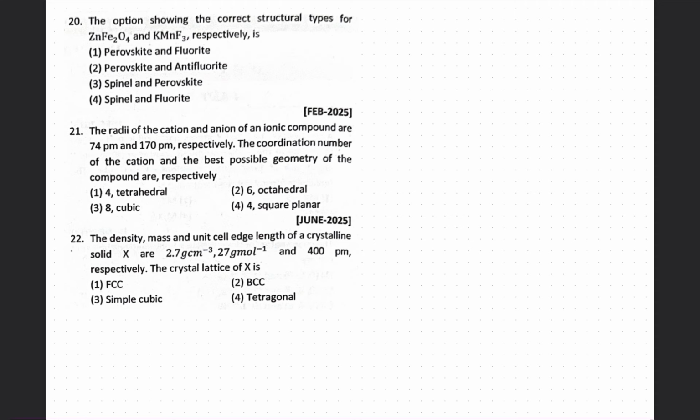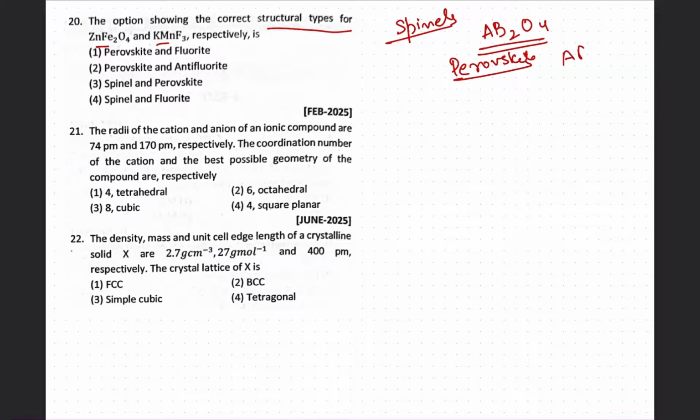the option showing the correct structural type for this and this. Now you know spinels, what are spinels? This is AB2O4 type. And what are perovskites? These are basically ABX3 type, where A and B are metal ions and X is somewhat a halide. So this is spinel and this will be perovskite. So this is the correct answer.